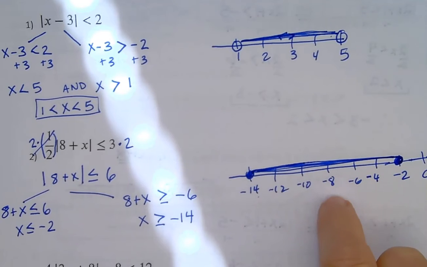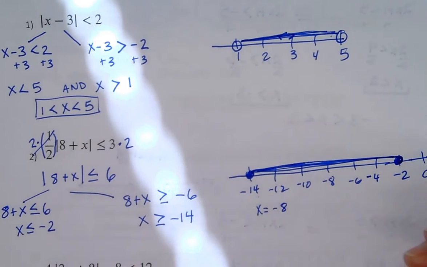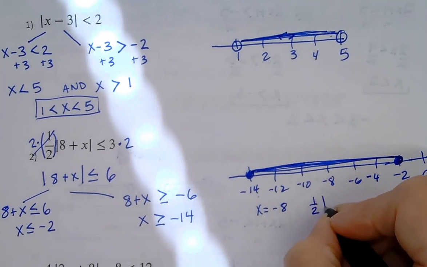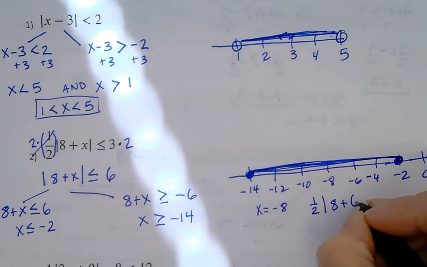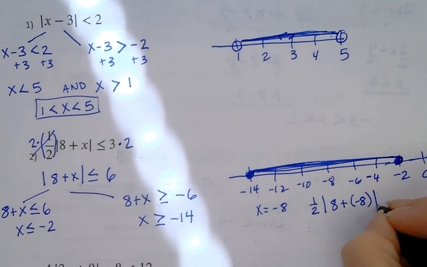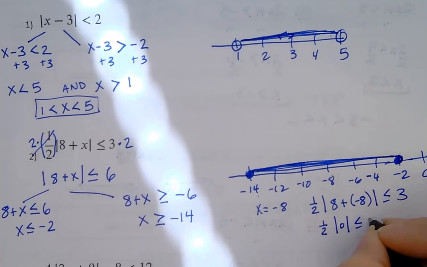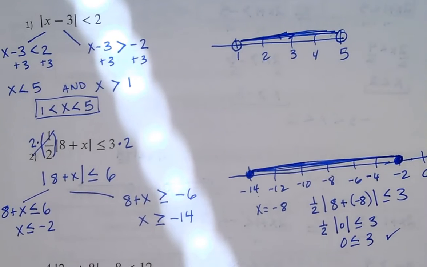Let's just pick one. Let's just choose negative 8. If x equals negative 8, and I plug that into my original equation, it's going to look like this. I'm just putting negative 8 in for x, less than or equal to 3. I'm checking to see if this is true. I have to follow order of operations. 8 minus 8 is 0, less than or equal to 3. 0 is less than or equal to 3, so check, that worked.